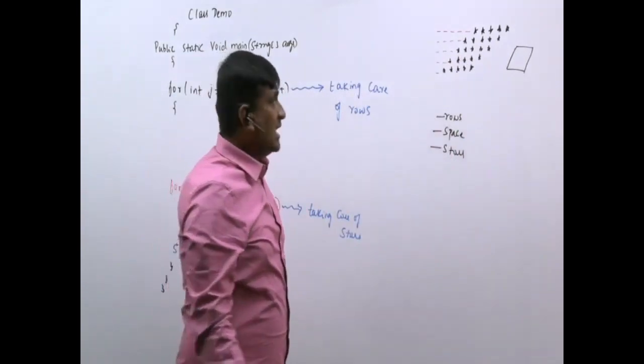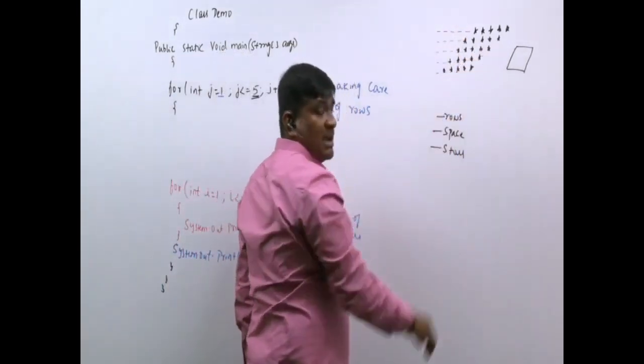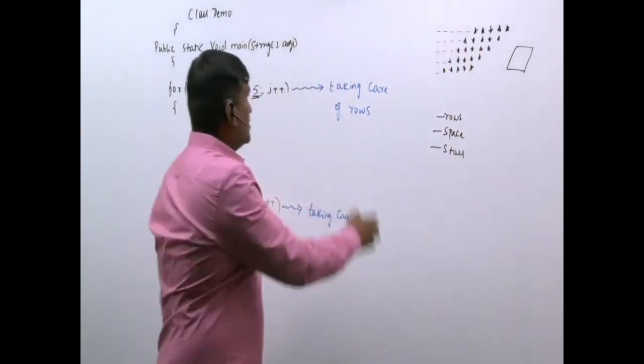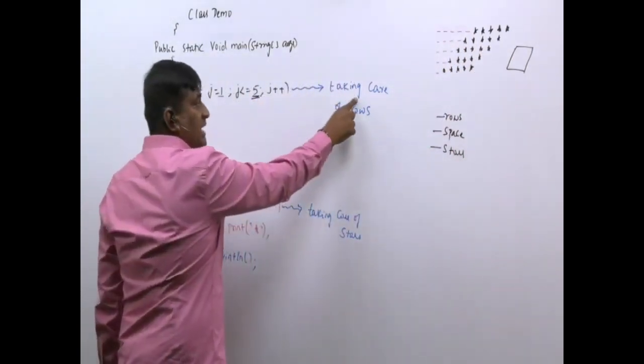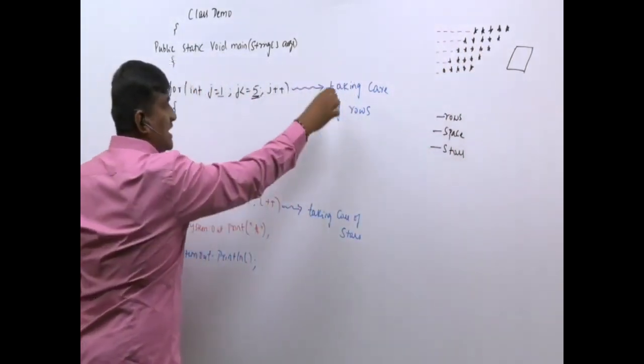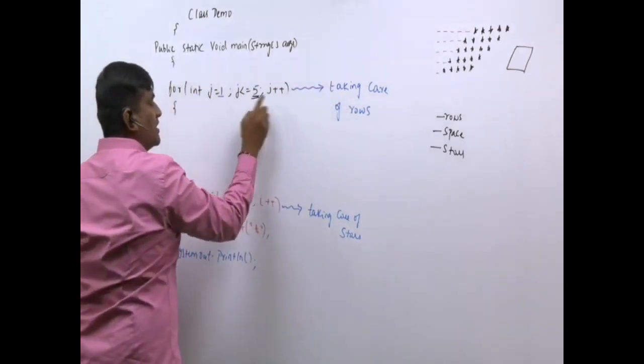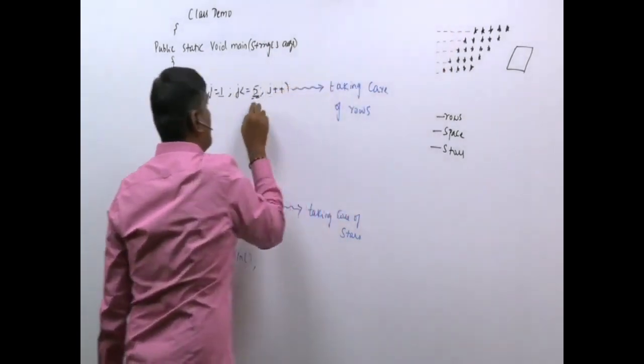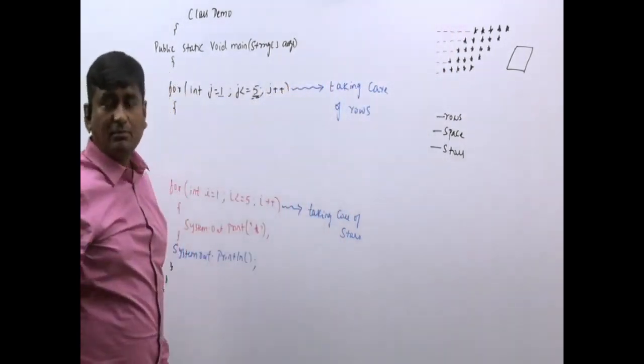Oh, okay, sir, I agree. First rows only will be coming. How many rows are there? Count 1, 2, 3, 4, 5. 5 rows. So no need to change anything. So first I am taking care of rows. This for loop is taking care of rows. How many rows are there in this diagram? 5 rows. Hence this 5 I am representing like this.